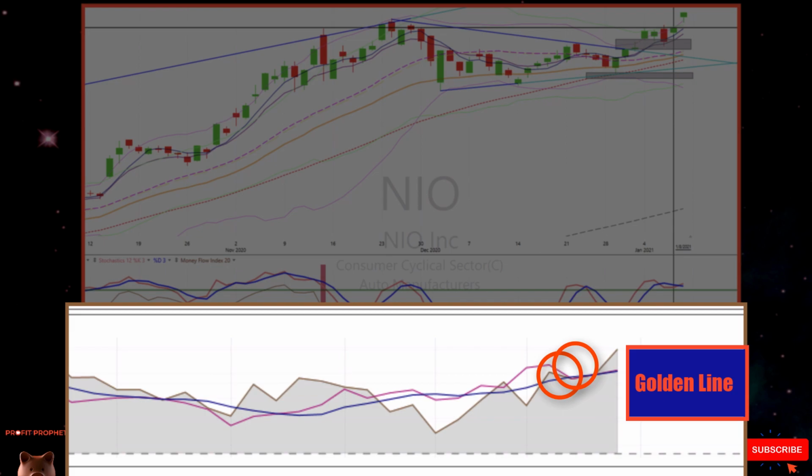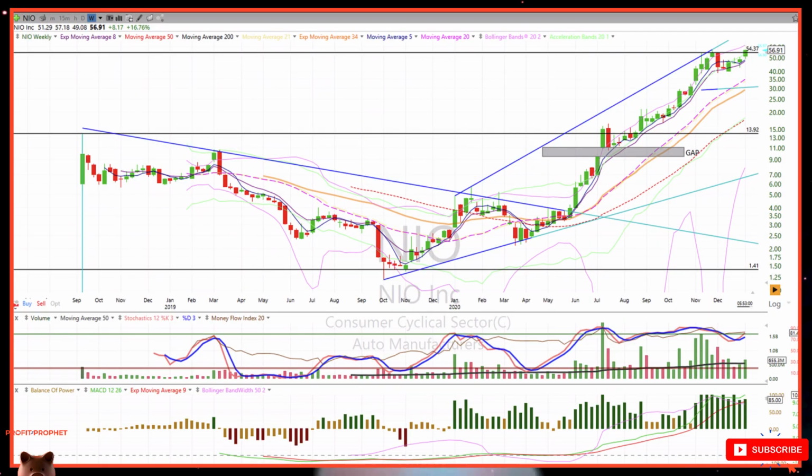Now, take a look at the weekly chart. The balance of power is an oscillator that measures the strength of buying and selling pressure. When the indicator is in positive territory, the bulls are in charge. A negative reading means sellers are in charge.